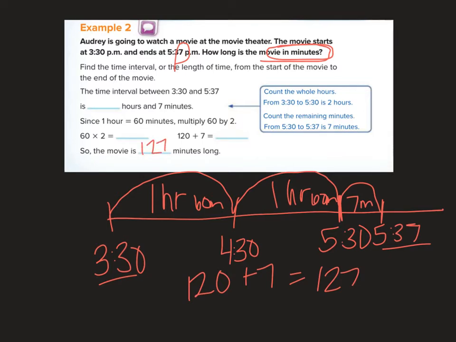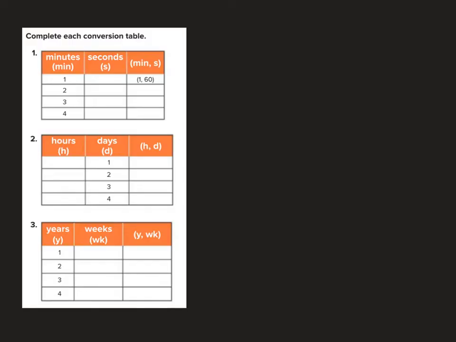Okay, let's go to the next one. Complete each conversion table. Woohoo! All right, so anyways, 1 minute is 60 seconds. 2 minutes, 120. 3 minutes, so notice I'm just doing 1 times 60, right? So 1 times 6, 2 times 6 is 12, 3 times 6 is 18, add my 0. 4 times 6 is 24. Add my 0, right? That's kind of the little trick they told us when we were doing 5 times 60 earlier. There's my ordered pairs.